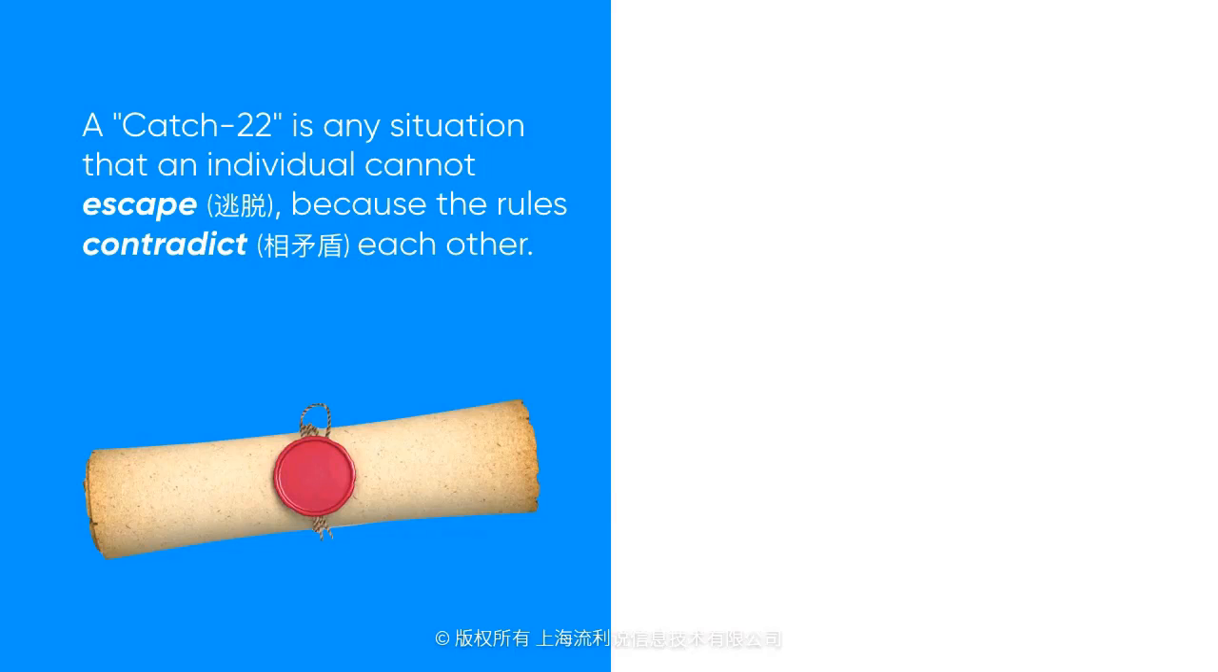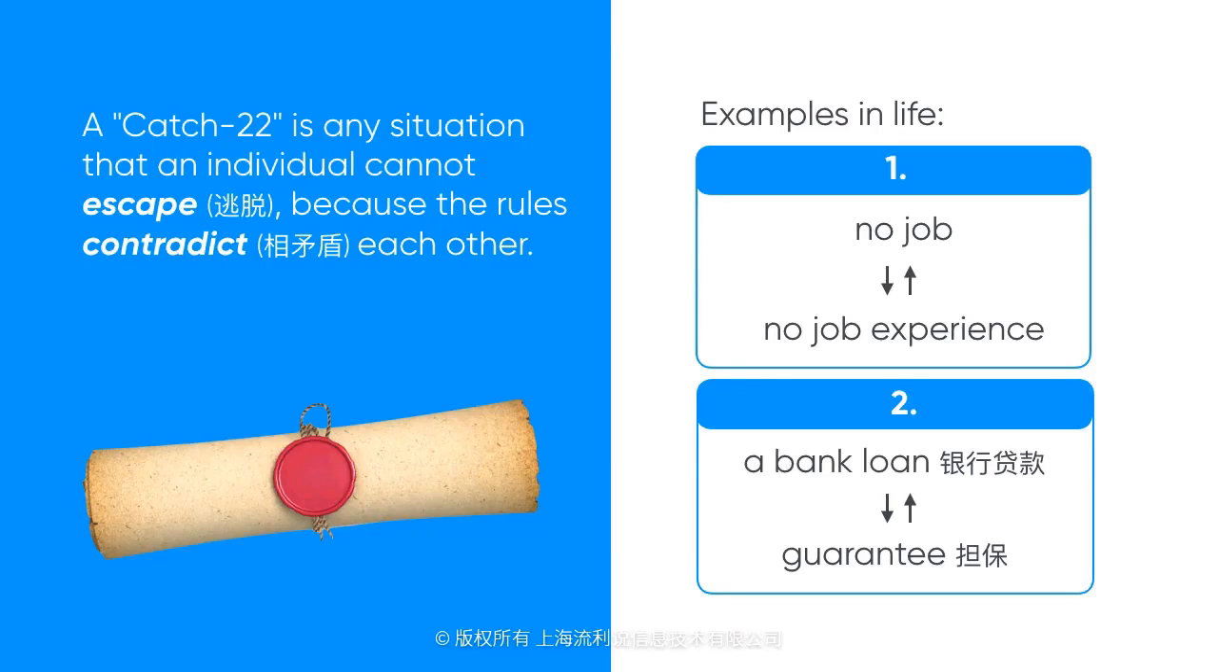A Catch-22 is any situation that an individual cannot escape because the rules contradict each other. A common example in modern life is one cannot get a job because they do not have any job experience, so no employer will hire them. But how can they get job experience if they cannot get a job?